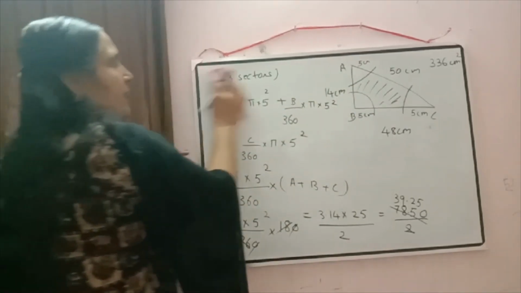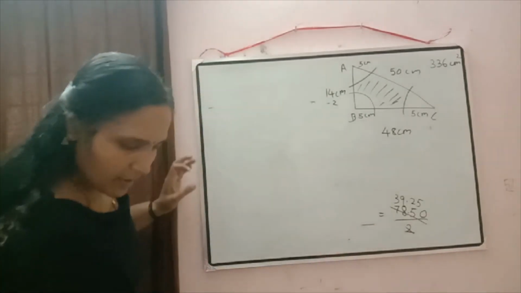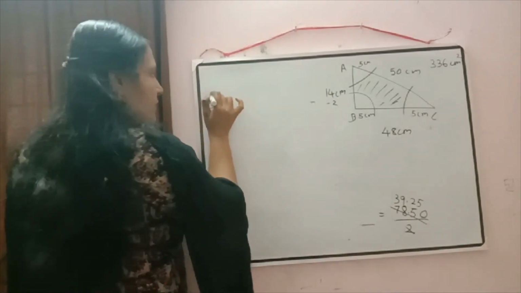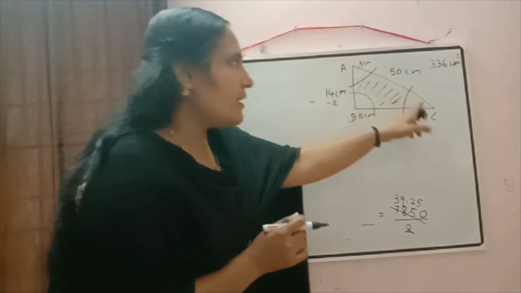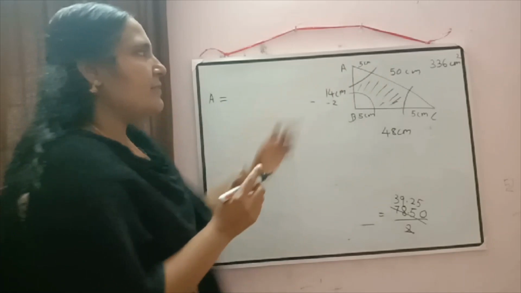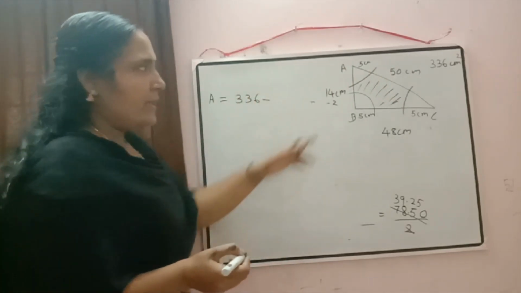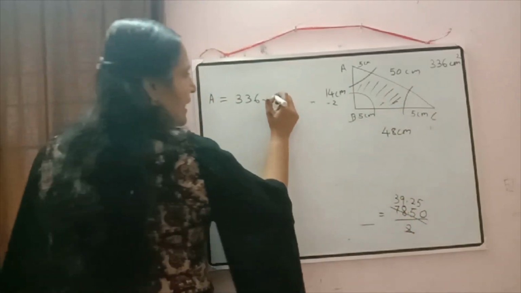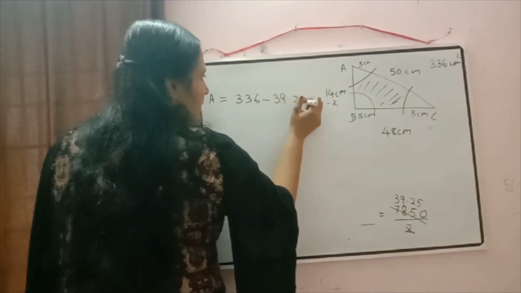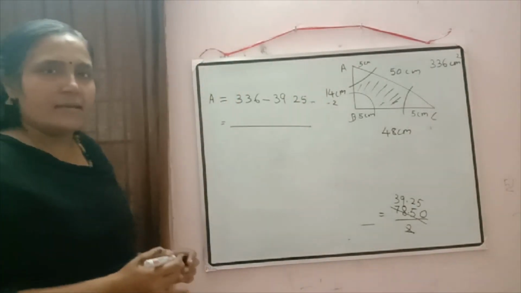Now write down area of shaded region is equal to, I am writing A. Okay. Area of shaded region is equal to area of triangle that already we have calculated 336 minus area of these three sectors that we got here, 39.25. Now I think you can do the subtraction and you can write down the answer here.